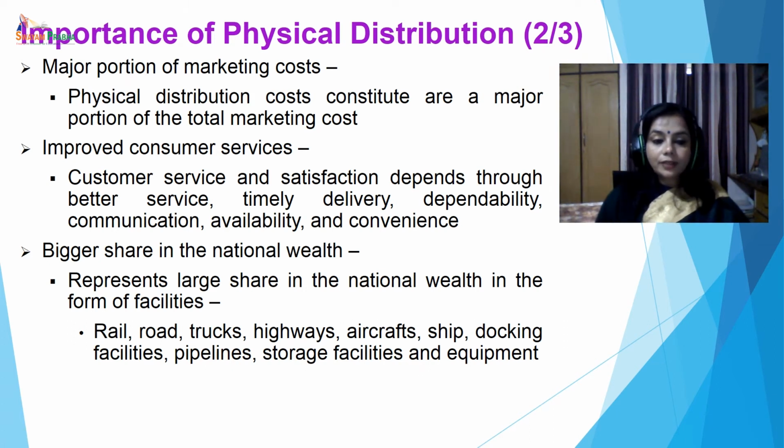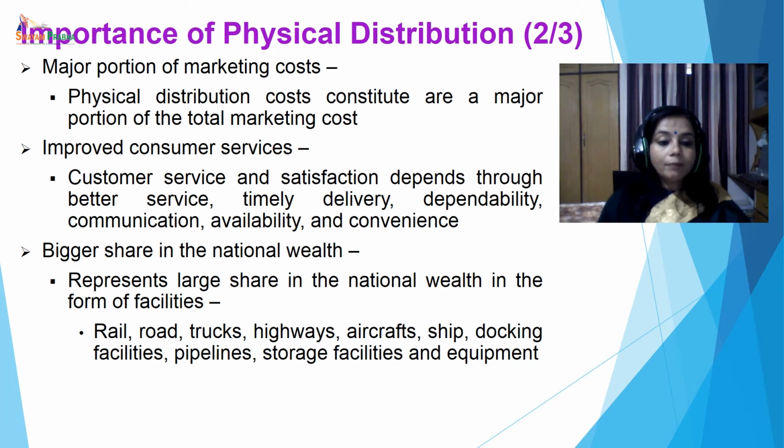Physical distribution costs constitute as much as 60% of the total marketing cost and range according to the type of industry. So you have to control this cost, otherwise the prices will escalate. Improved consumer services is provided through physical distribution. Services provided, prices, sales representation, after sales services, product range offering, product availability. These are the different services. Customer service and satisfaction depends on the viability of the distribution system in terms of the kind of service they are providing: time, dependability, communication, availability, and convenience.